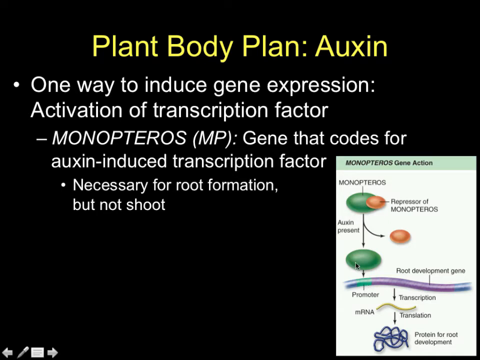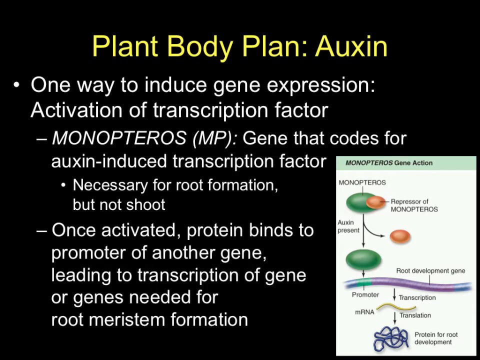So again, there's a lot to this, right? We've got a transcription factor that currently is blocked. If auxin is present, you take away the blocker. And if you take away the blocker, Monopteros protein can then bind to the promoter, allow for transcription, allow for the production of a piece of mRNA, and once you have the mRNA, this can be translated to produce a protein, and this protein actually allows you to go ahead and make the roots, form that root apical meristem, and get started.